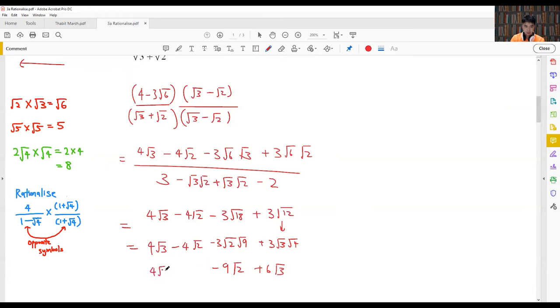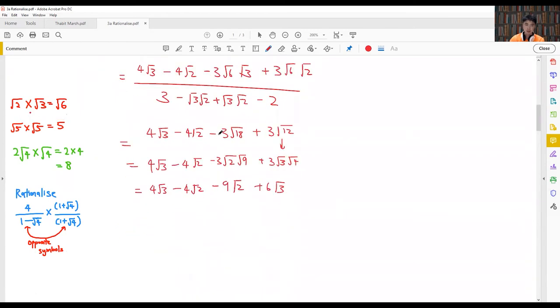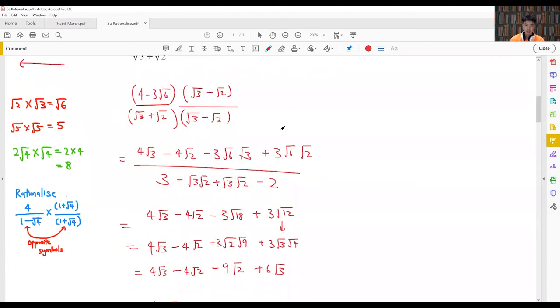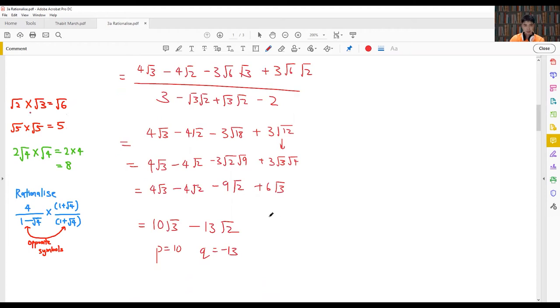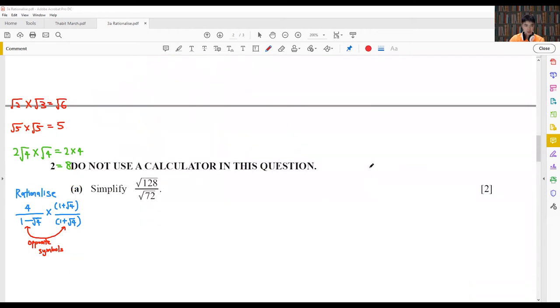Then from here, what we have would be just √2s and √3s, as according to what the question asked from us. Okay, group up the like terms, you would then end up having 10√3 minus 13√2. And that would be your P and Q value. P is equal to 10 and Q is equal to negative 13. Okay? Okay, next question.